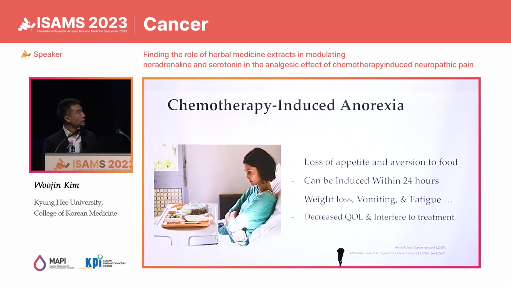Chemotherapy-induced anorexia is also a big problem because sometimes it's not really severe, but clinicians tell me that acutely it's really severe, and although it does not last really long, it could affect the patient's quality of life and also interfere with the treatment.